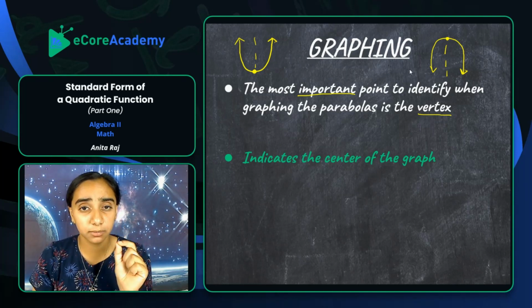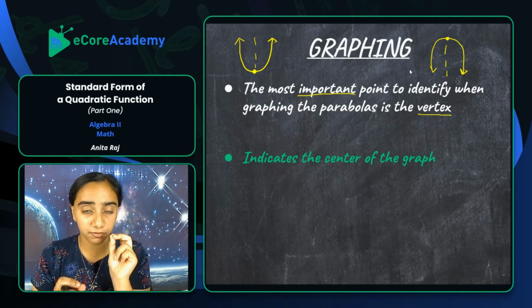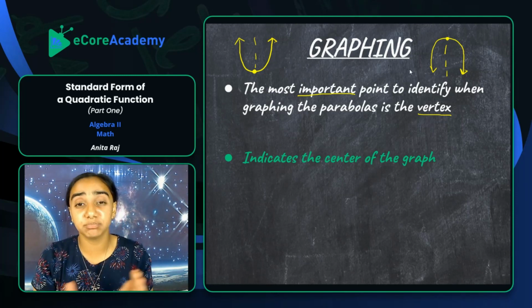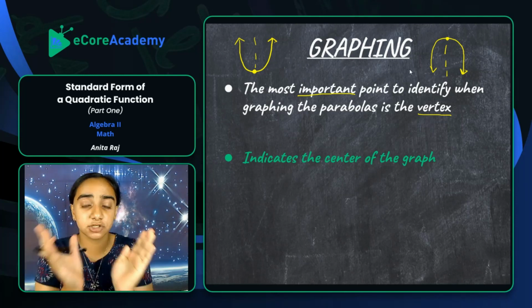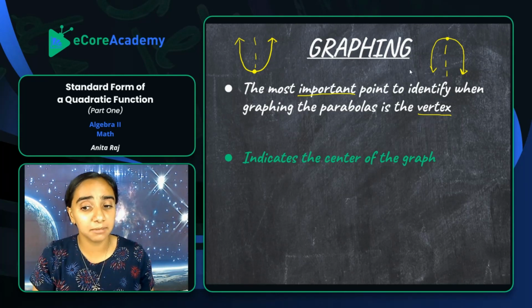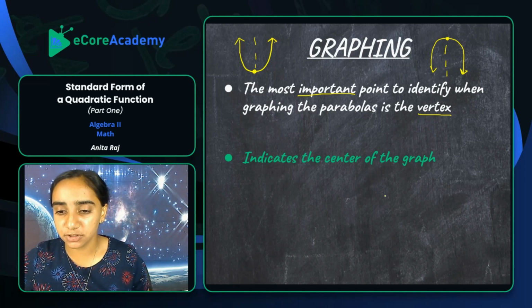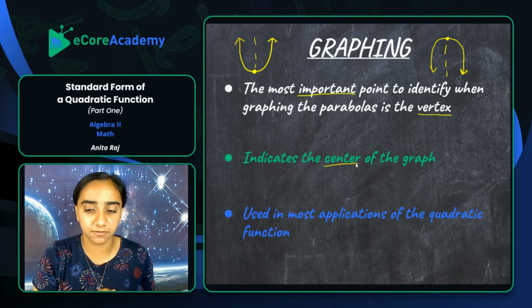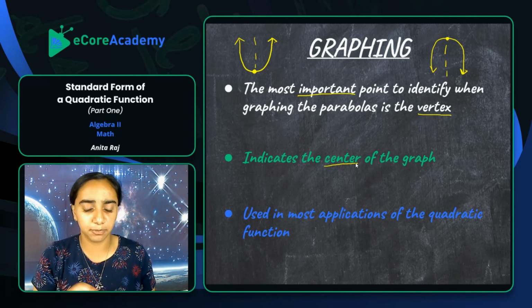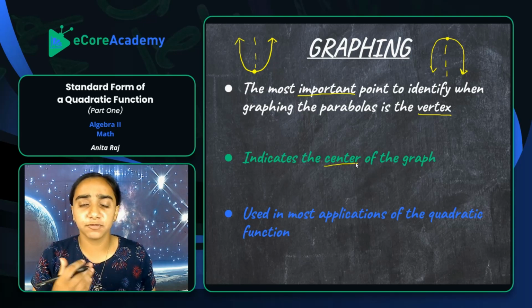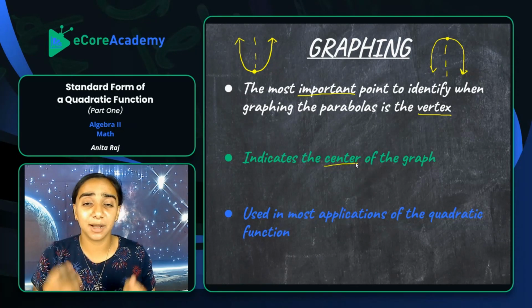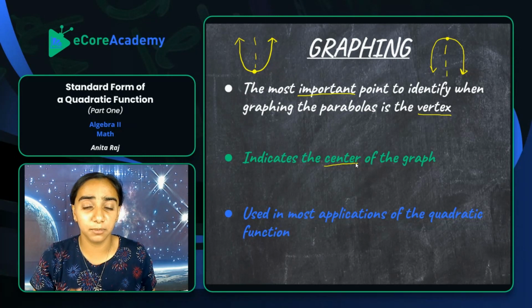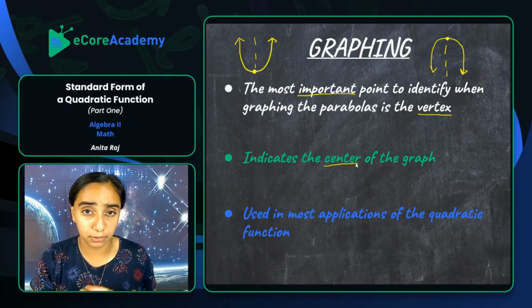And that's so important because it's almost like we found the middle, we found the foundation, now let's build around it. Now let's find the other coordinates so we can actually sketch a graph of a parabola. So that's why it's important, because your vertex indicates the center of the graph. Also, it's used in most applications of the quadratic function. Applications are like problems and things like that. The word vertex is just going to be coming up in the problem over and over again, because it's such a fundamental part of graphing your parabola.